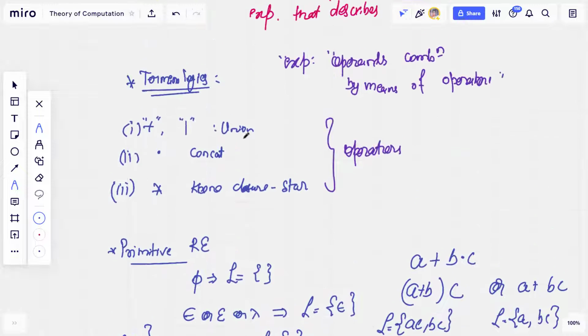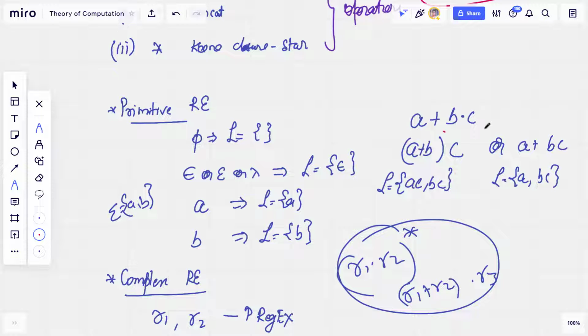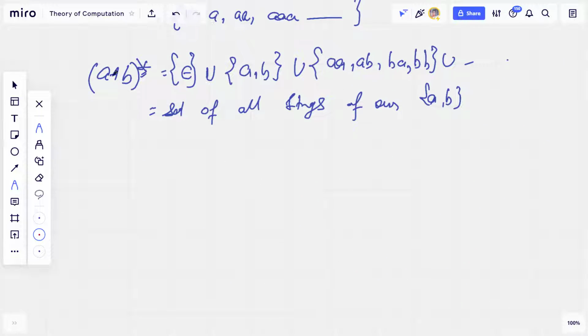That's where precedence rules come into play. The precedence rules are like this. As we go from here, the precedence decreases. So star has the highest priority, then dot, and dot is greater than plus. So this is the precedence. In this case, dot will be given high priority, so it is actually equal to this part, and it represents this language.